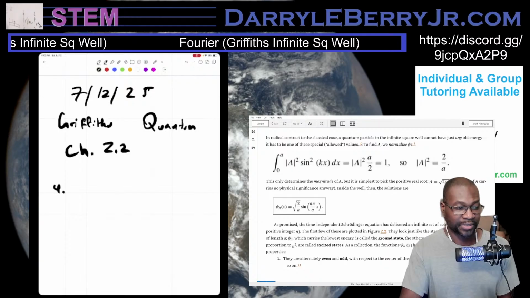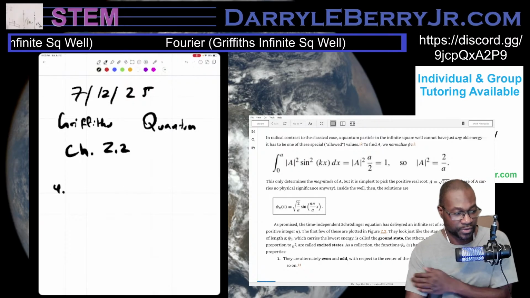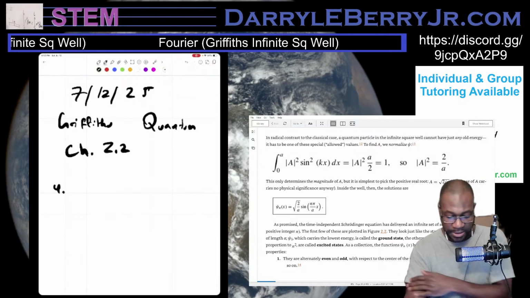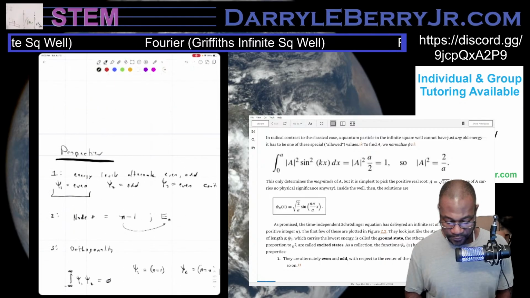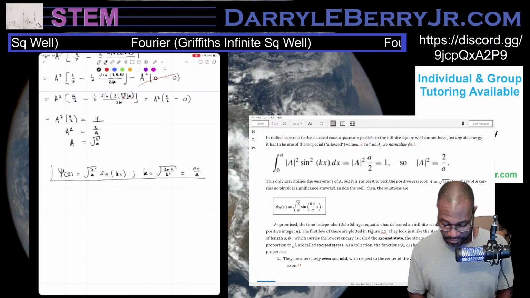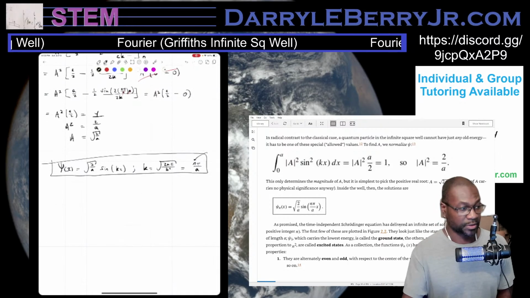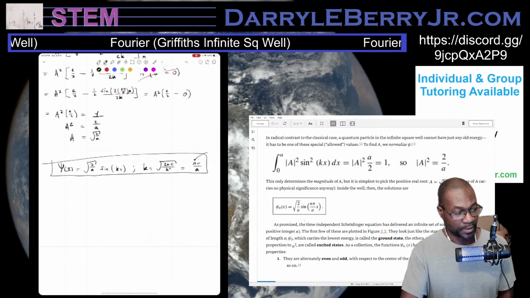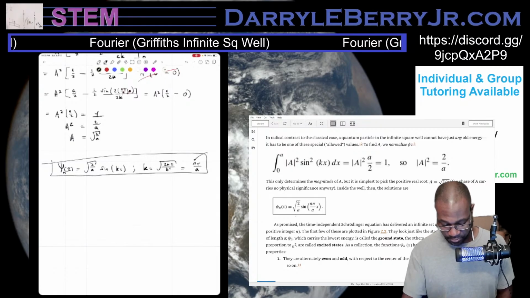It says the time-independent Schrödinger equation has delivered an infinite set of solutions, one for each positive integer. That's because from before we solved for psi, and we got this psi here, where n is a positive integer. The psi is all of these things. We can have psi 1, psi 2, psi 3, and so forth. I'll put an n there.